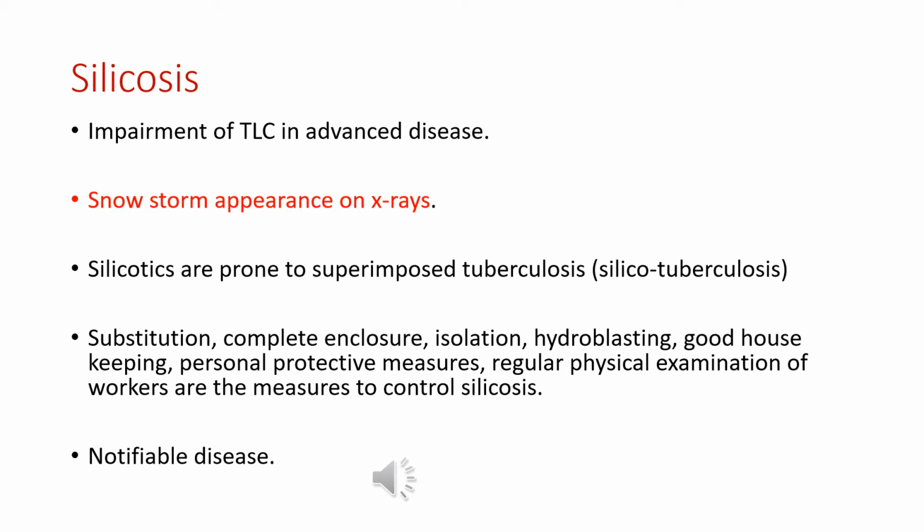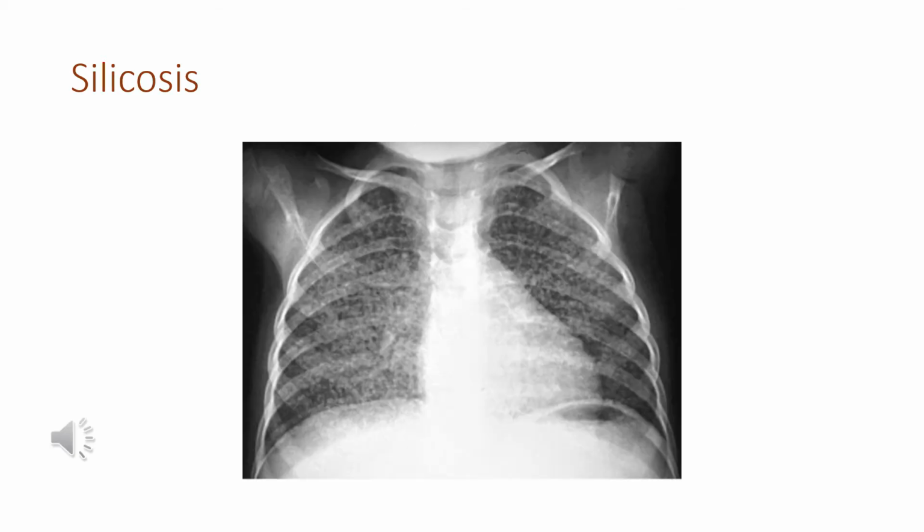Substitution of substances that contain silica with some others, or complete enclosure of the places where the processes involving silica dust are going on, or isolation, and hydroblasting instead of sandblasting, good housekeeping, personal protective measures, and regular physical examination of workers. These are some of the measures that can result in control of silicosis. It is a notifiable disease.